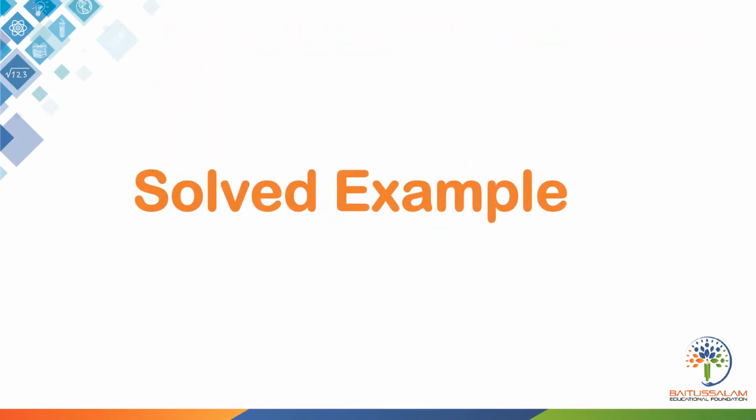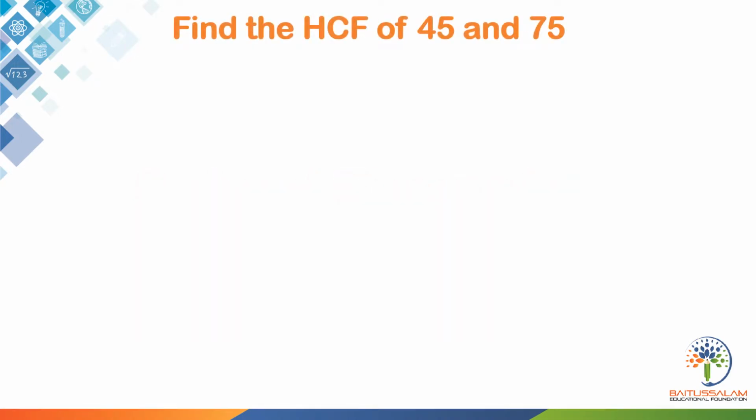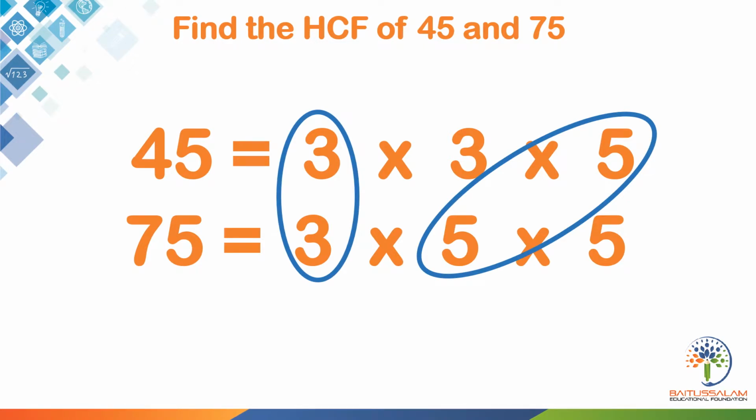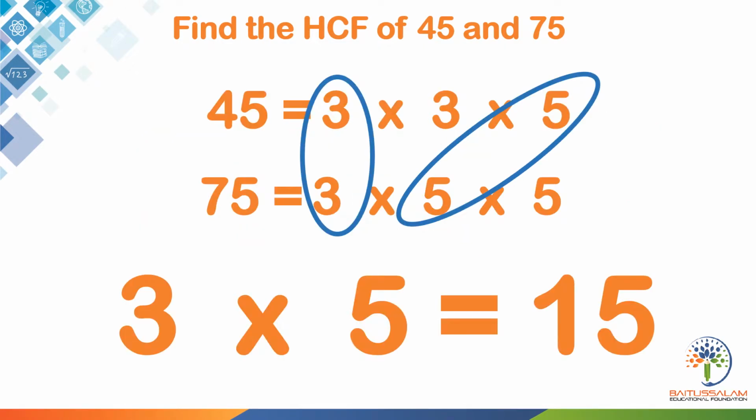Solved example. Find the HCF of 45 and 75. First you list all their prime factors. Then the common factors are identified. Finally, to find the HCF you multiply them.